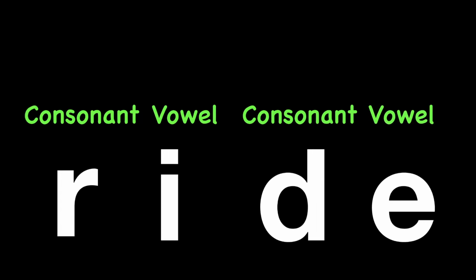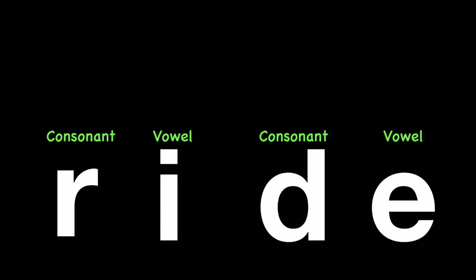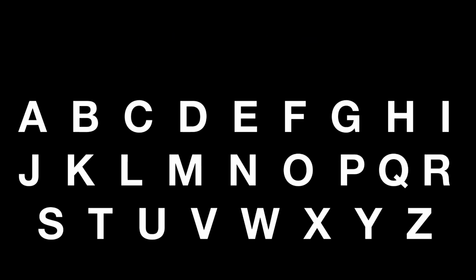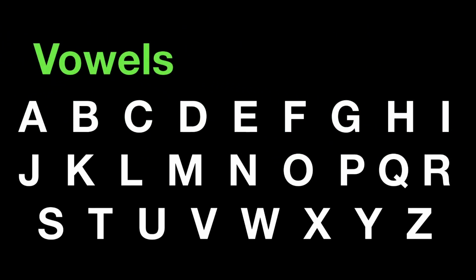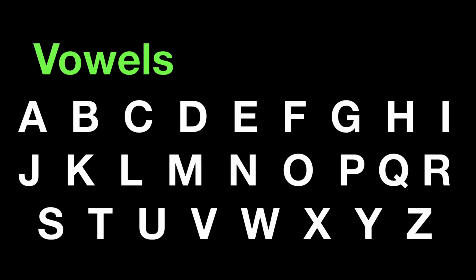Those letters are in a consonant-vowel pattern. The R is a consonant, the I is a vowel, the D is a consonant, and the E is a vowel. Remember that we have 26 letters of the alphabet. Those letters are divided into two main categories, vowels and consonants, and today's lesson is focusing on vowels. Our vowels are A, E, I, O, U, and sometimes Y.